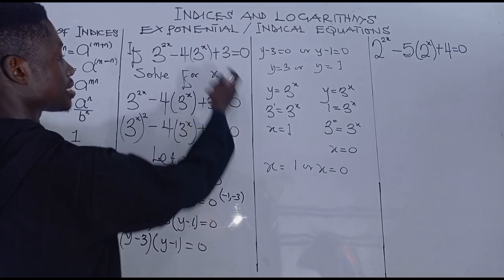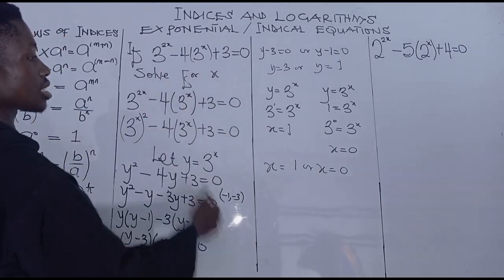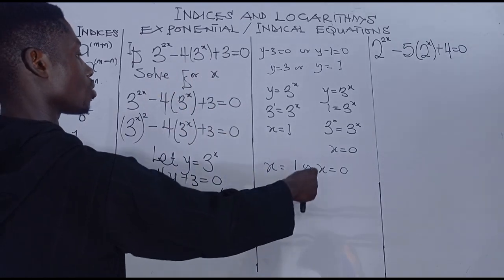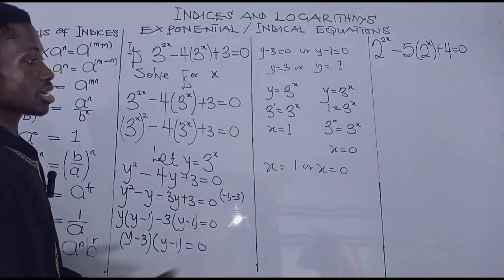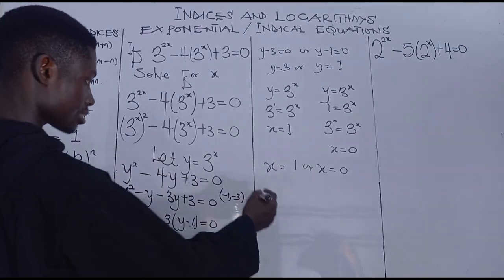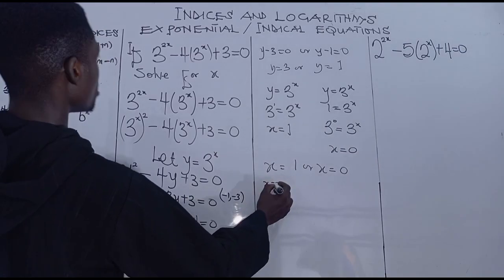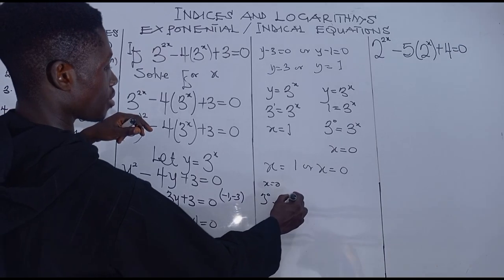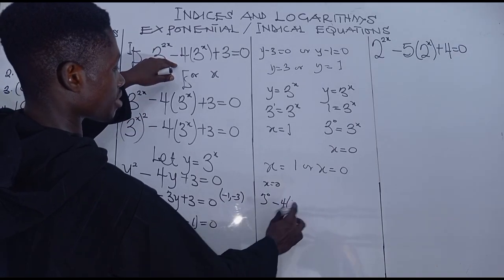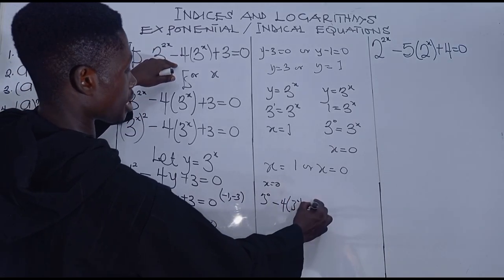So the values for x that satisfy these equations are x is equal to 1 or x is equal to 0. You can cross-check your answer. We are saying that our x is equal to 0. So we have 3 raised to the power 0 minus 4 times 3 raised to the power 0 plus 3.